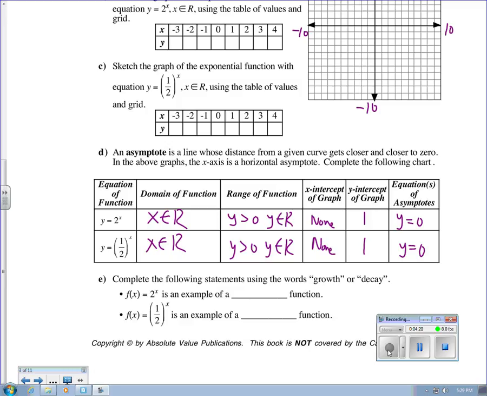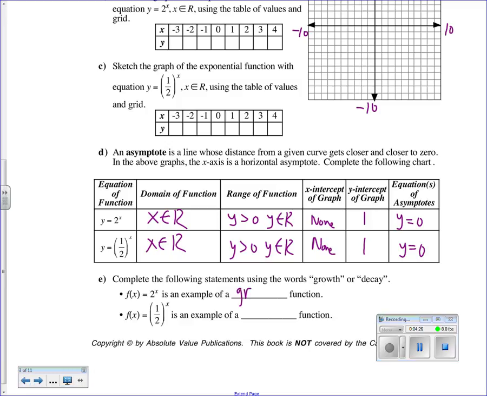If I have an example graph like y equals 2^x, that shows growth. That's an example of a growth function. And the other one, when it's a fraction raised to an exponent, that is a decay function. Growth and decay. Let's turn the page over.